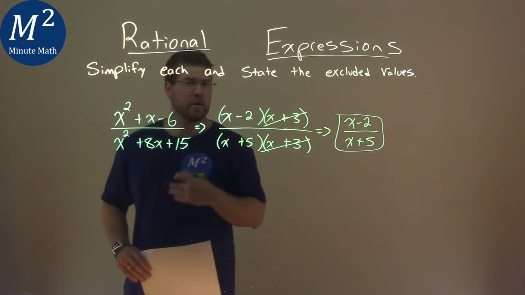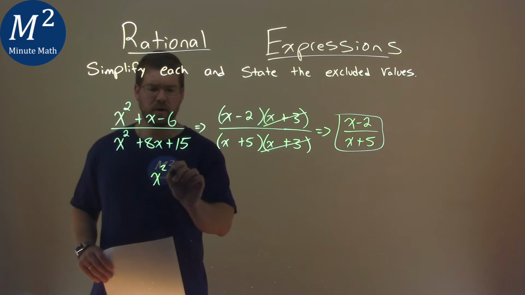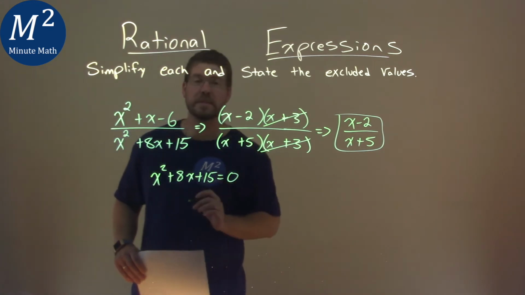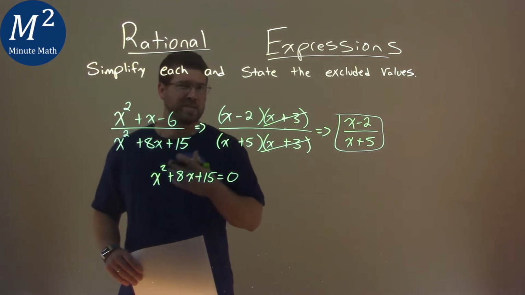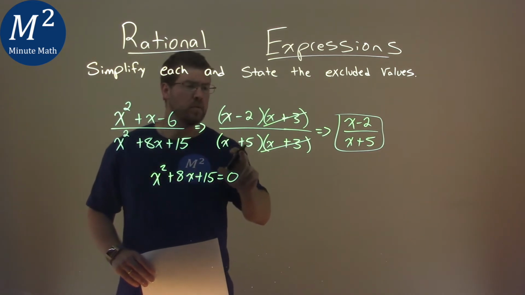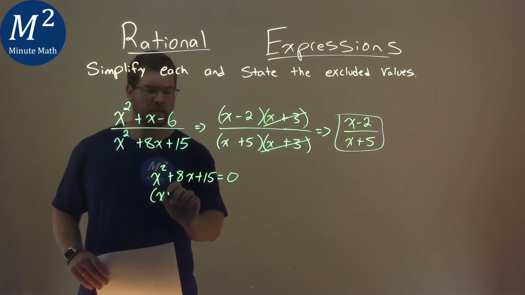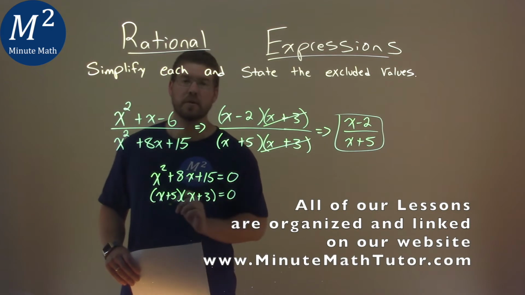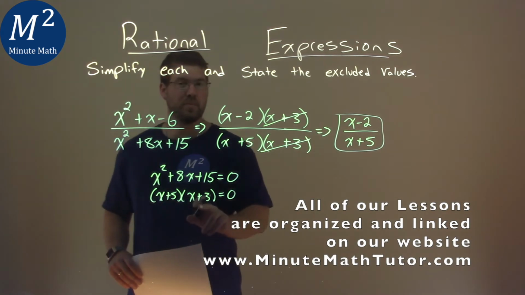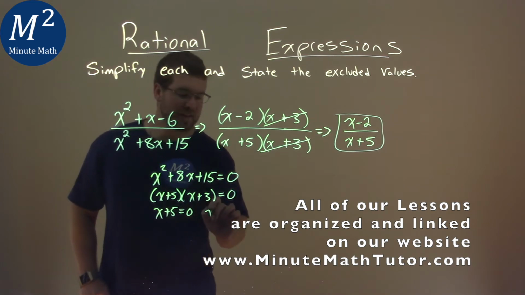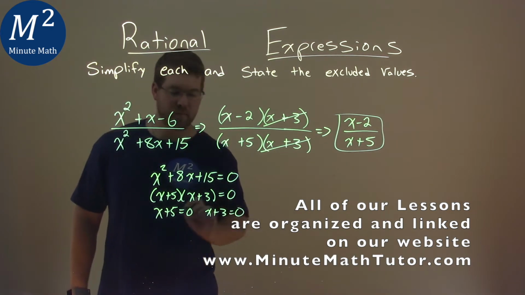So we look back at our original expression, x squared plus 8x plus 15, and we're going to set it equal to 0. And now we're going to solve for our x value when our denominator is equal to 0. Well, luckily we already factored this. That is an x plus 5 times an x plus 3. No need to make extra work. We now set both parts equal to 0. X plus 5 equals 0, and x plus 3 equals 0.